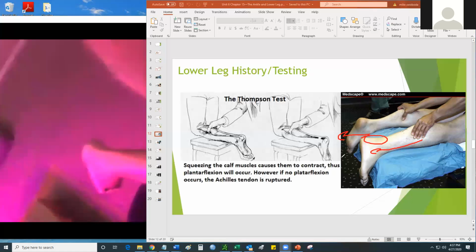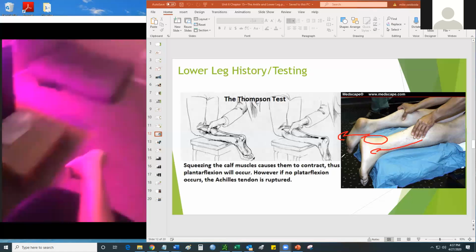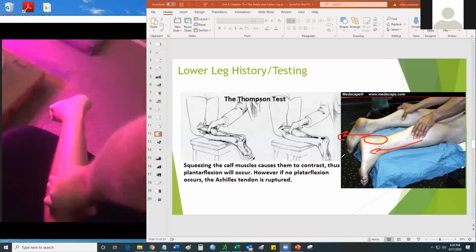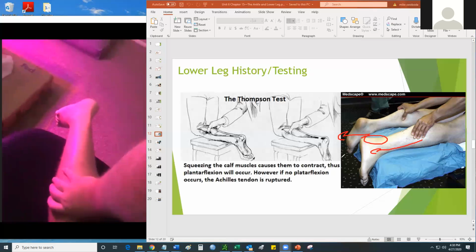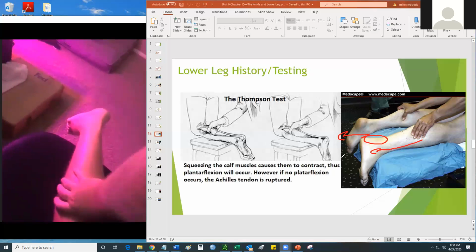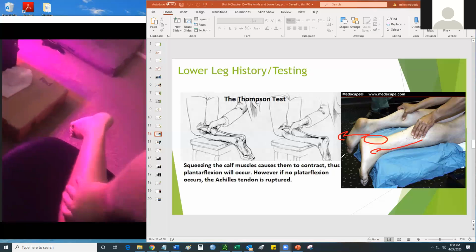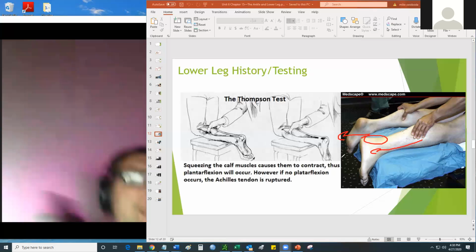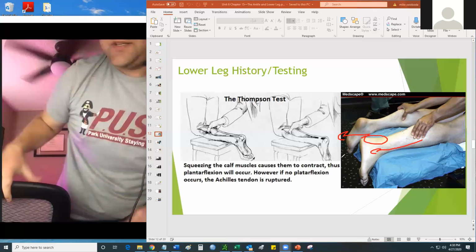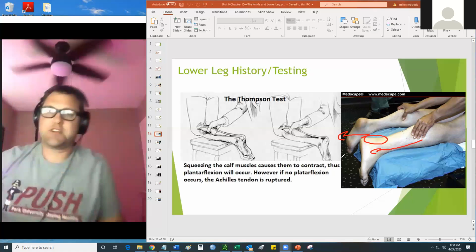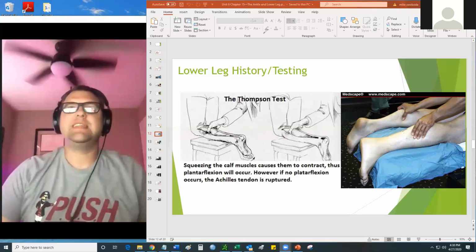All right, so if I squeeze my calf, you can very easily see my toe starts to point down. I'm not doing that, that's just what happens. If you kneel on a chair and you squeeze your calf, unless you have an Achilles tendon injury, you will get your toe to point down. So that would be considered a negative Thompson test, which is good. Anytime you have a positive test, it usually means something's bad or something's going wrong. So that's what you would do to test your Achilles tendon.